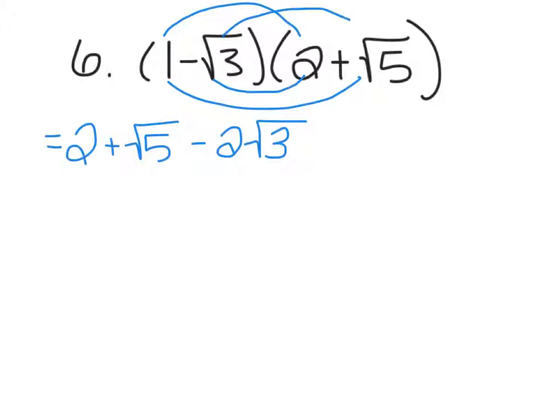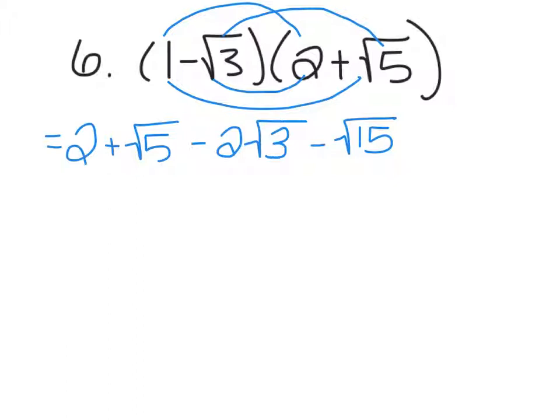Now this one, negative square root of 3 times square root of 5. The 3 is under a radical, the 5 is under a radical. So you are going to multiply them together. So you'll get negative square root of 15.